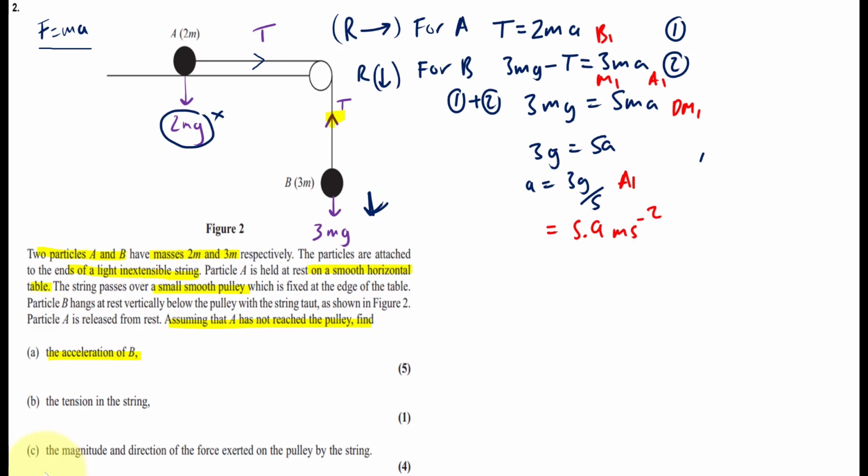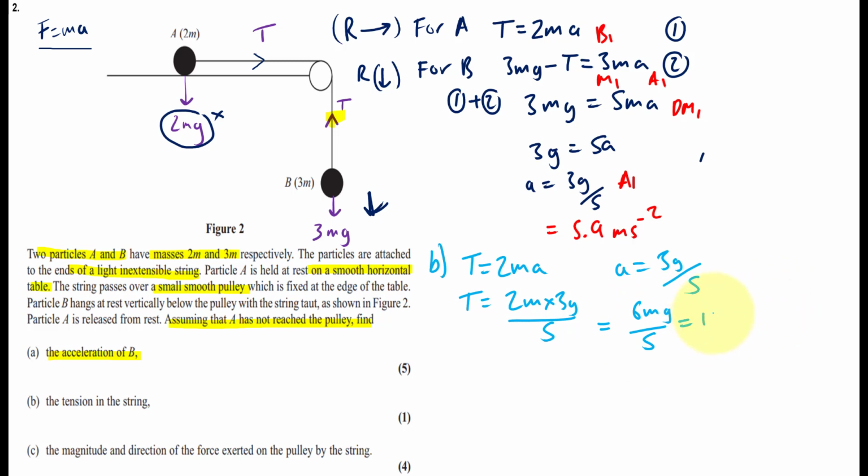Now, for part B, we're trying to find the tension in the string. Now, let's have a think. Well, we already know, use the easiest form we have, T equals 2ma, and we have a equals 3g over 5 from before. So the tension is going to equal 2m times 3g over 5, which is going to give us 6mg over 5, which equals 11.8m. We don't know what m is, so that will be enough for your answer. That will get you your B1 mark.